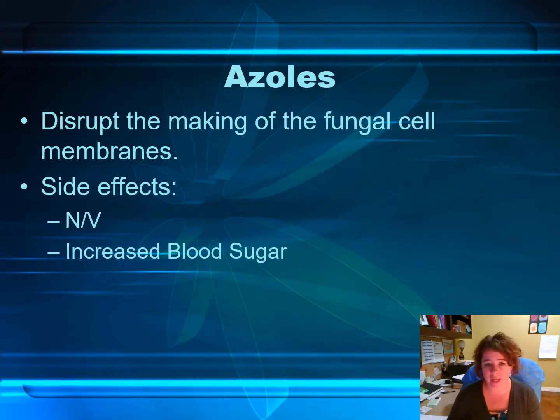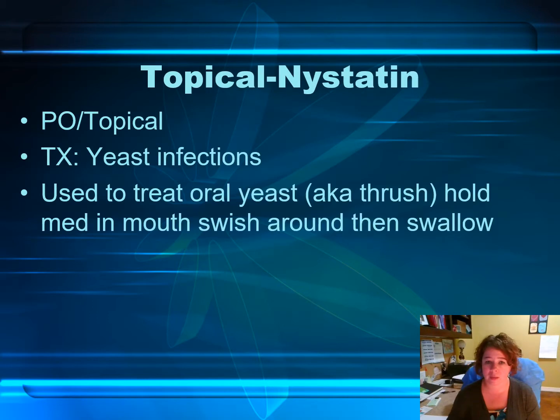The first class of medications that we talk about are the azoles. Basically what the azoles do is they help to pick apart the fungal cell membrane so that they can get inside and actually break down the membrane and make the fungus go away. Nystatin is probably the most common topical antifungal that we'll see in the hospital. We see a lot of nystatin.